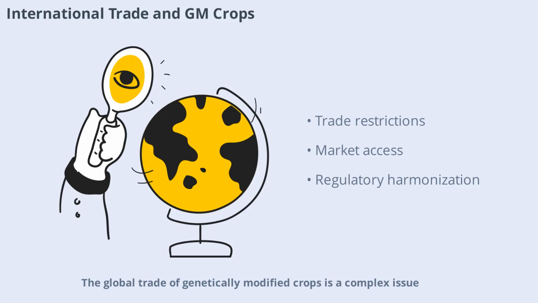Global trade of genetically modified crops is a complex issue. Some countries embrace GM technology while others restrict or ban imports of GM products. These differences can affect international trade relationships and market access for farmers. Harmonizing regulations and standards is important for ensuring fair and efficient trade in agricultural products.